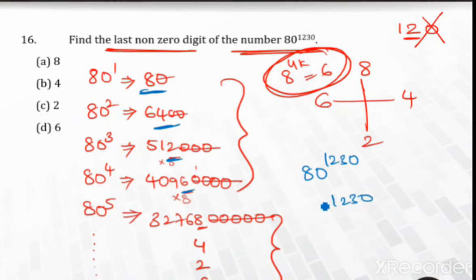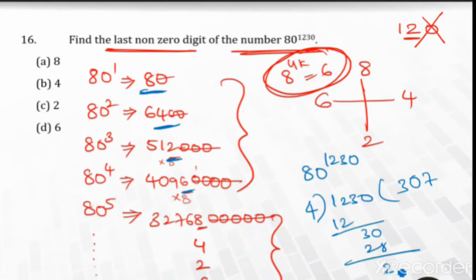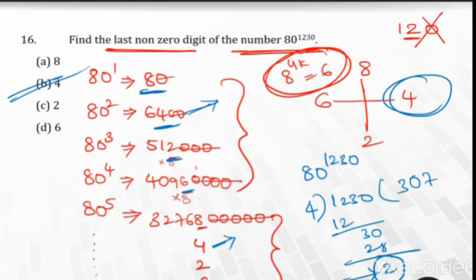Now 1230 divided by 4. What is 1230 divided by 4? 4 3s 12, 0, 4 7s 28. Correct. Left with the remainder 2. If the remainder is 2, what will be the unit digit? 4. Great. Answer is option B, 4. Here he is asking about the last non-zero digit, meaning we have to eliminate the zeros.